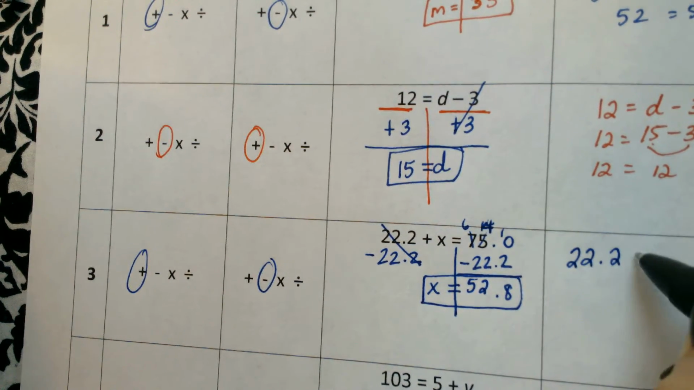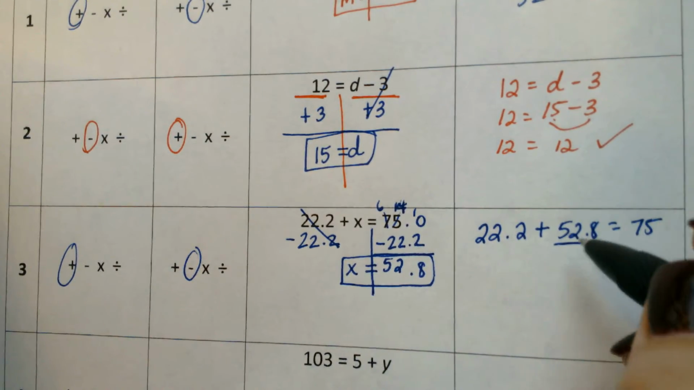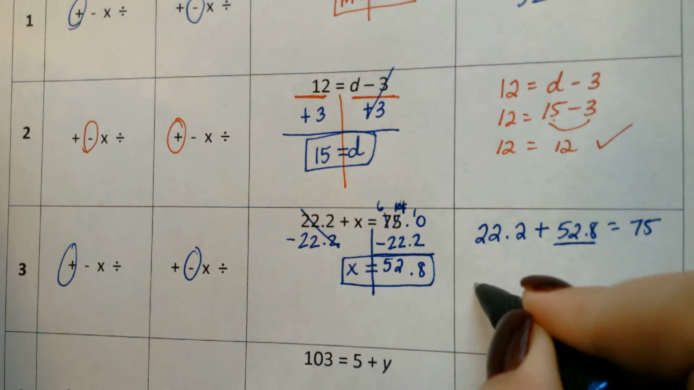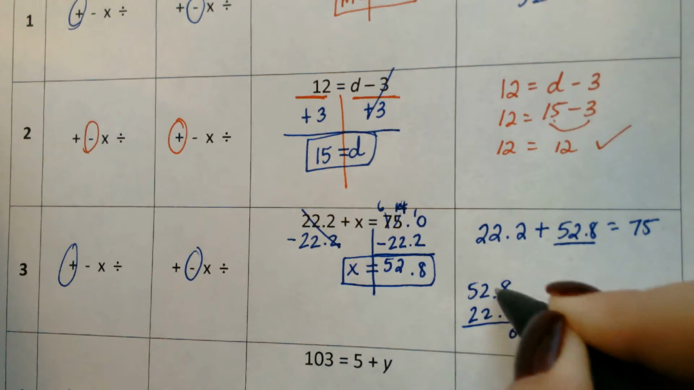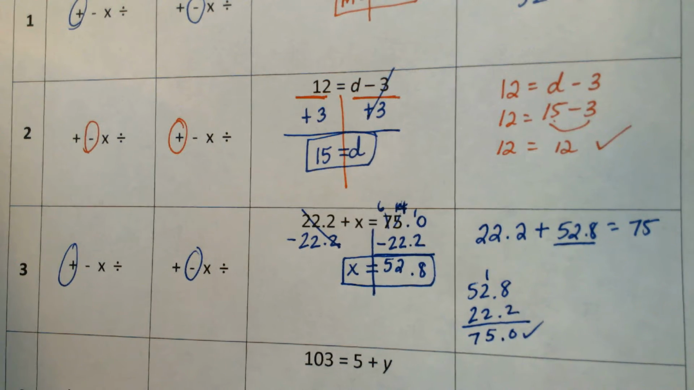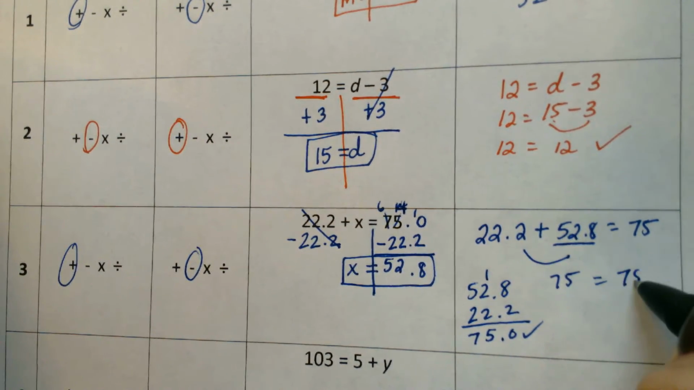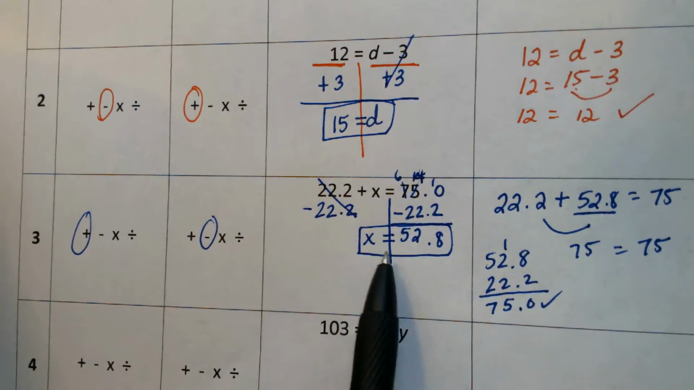First, I'm going to write the equation: 22.2 plus 52.8 equals 75. So I'm trying to check to see if this is correct. So I'm going to add 22.2 plus 52.8. If I do that over here, again, you can just use your calculator if you want to. Miss Sarah's going to use her brain, and I can see that it checks out. So the left side, this together makes 75, which also checks out to be 75. So we are correct in that X is 52.8.